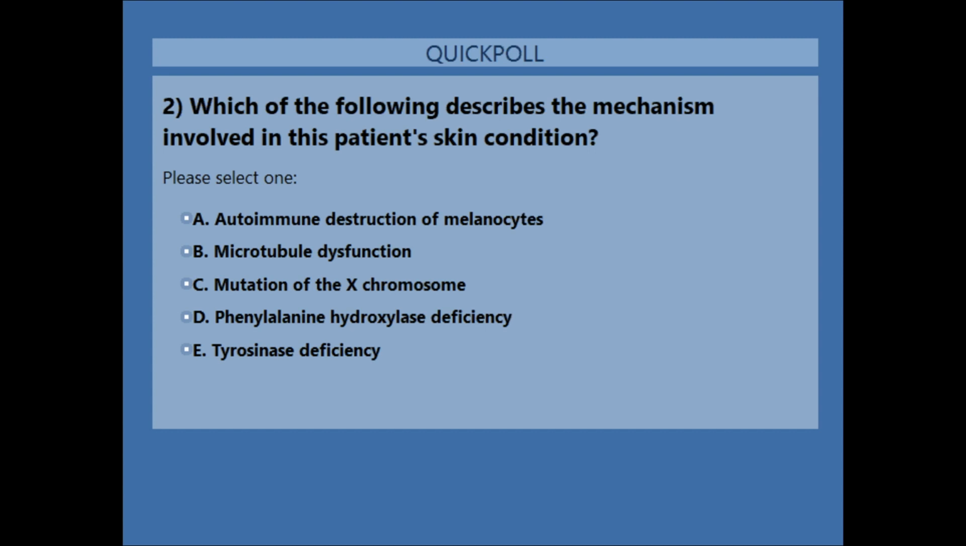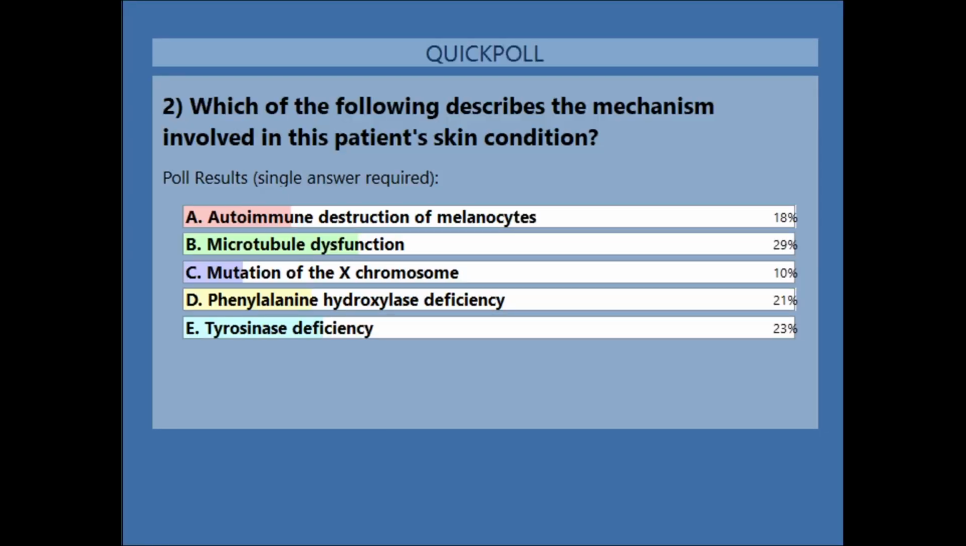All right, we're about 60% voted. Opened up for a couple more seconds. Again, no penalty for guessing. I've got 2/3 of you have voted. We're at 70% now, so I'm going to go ahead and close and share. This is definitely challenging for you guys. You see answers all across the board. Every option got at least 10% actually. But the ones that broke the 20% mark were B, microtubule dysfunction, D, phenylalanine hydroxylase deficiency, and E, tyrosinase deficiency. So this should be an interesting discussion.